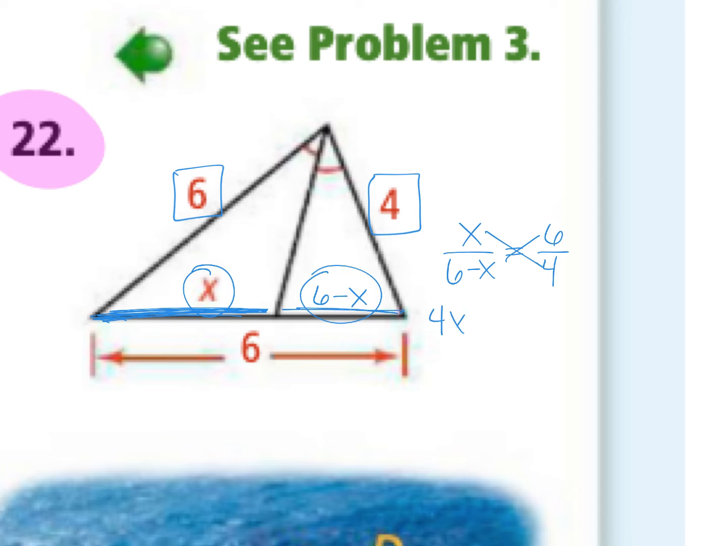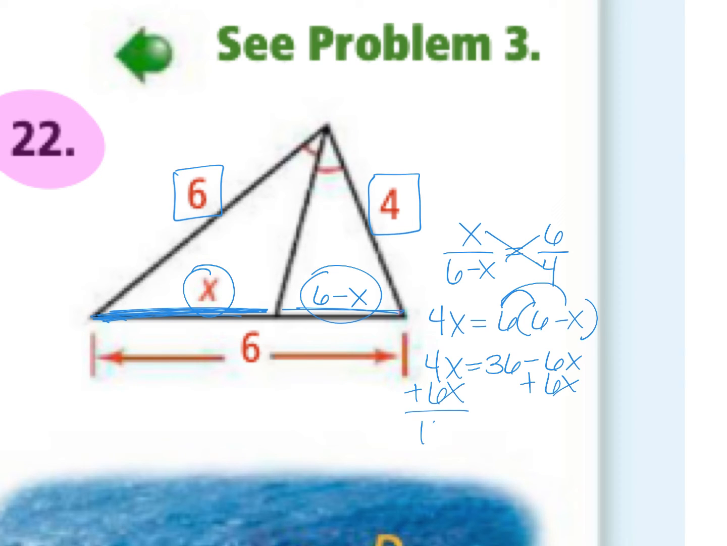So it'll be 4 times x equals 6 times 6 minus x, and then distribute. So 4x equals 36 minus 6x. You can add 6x then. So you get 10x equals 36, and then we're going to divide by 10. So x is 3.6.